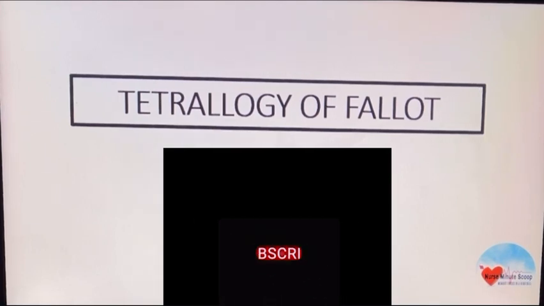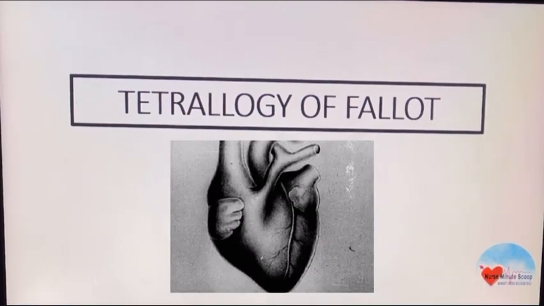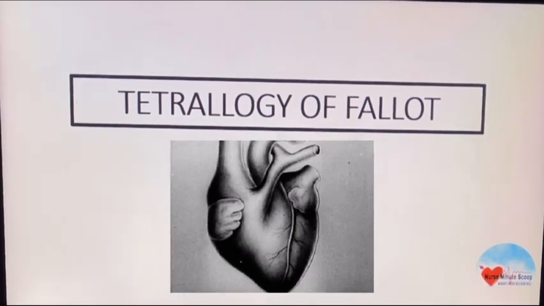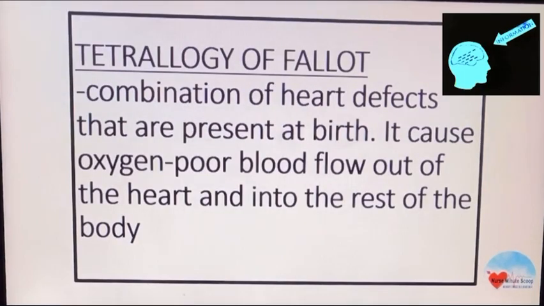Today I'll be talking about tetralogy of Fallot. This is something that can easily come out on NCLEX, and people are having a hard time knowing and memorizing the defect stats included in this heart defect. So, by definition, tetralogy of Fallot is a combination of heart defects that are present at birth. It causes oxygen-poor blood flow out of the heart and into the rest of the body.